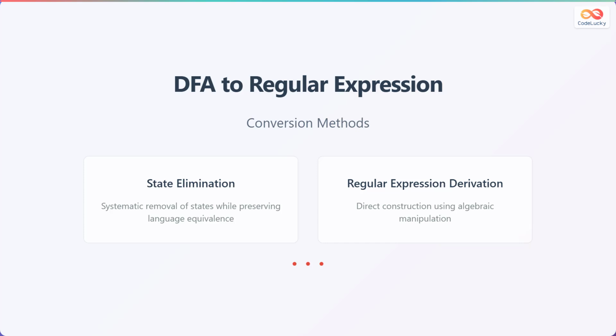Here are the conversion methods. The first one is state elimination. It involves the systematic removal of states, while ensuring that the language recognized by the automaton remains the same. The other method is regular expression derivation. It directly constructs the regular expression through algebraic manipulation of equations, representing the states and transitions of the DFA.